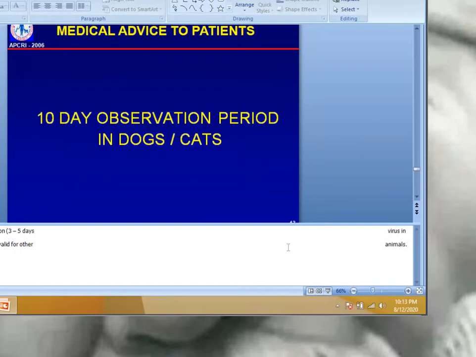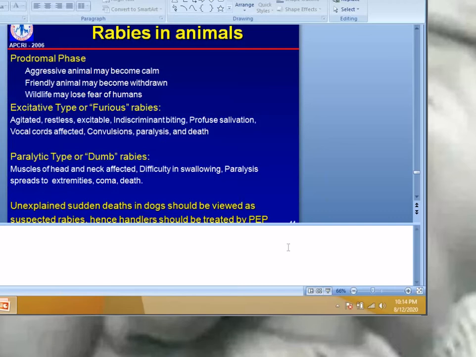The medical advice to the patient is a 10-day observation period for dogs and cats. Rabid animals show a prodromal phase. An aggressive animal may become calm, a friendly animal may become withdrawn, and wildlife may lose its fear of humans. These are the prodromal signs.